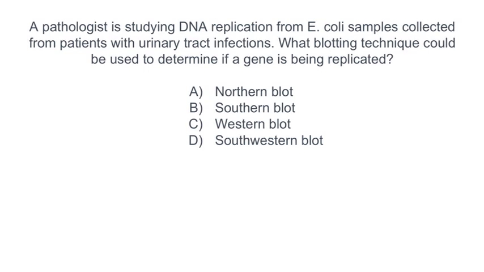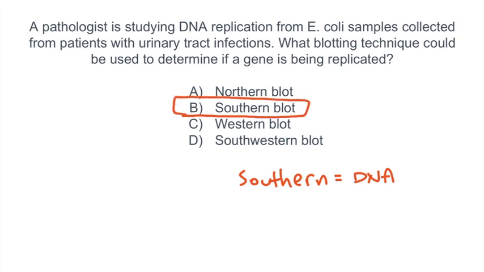Okay, pretty straightforward. In order to get this question right, you need to know the function of each blotting technique. Recall that a southern blot can be used to identify DNA. Therefore, DNA replication of a specific gene could be best identified by using a southern blot. So the answer to the question is B.